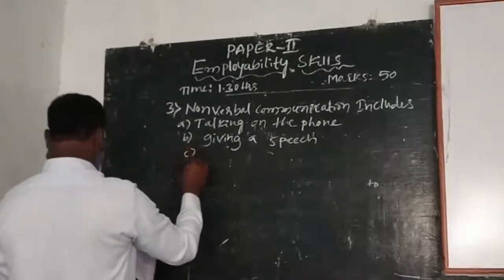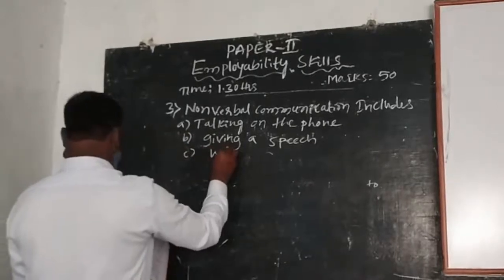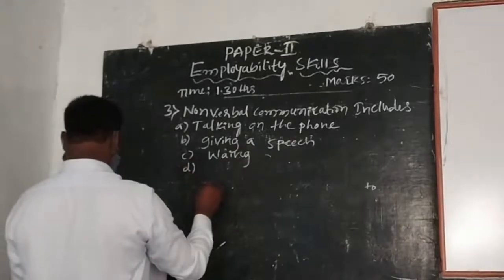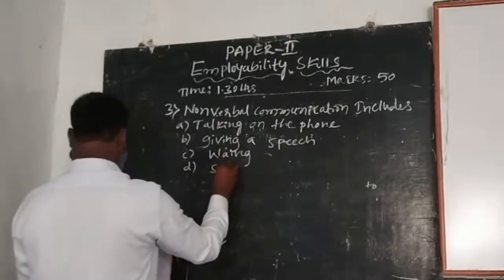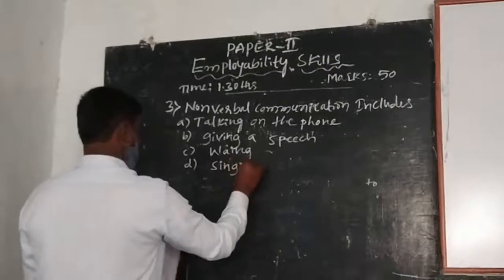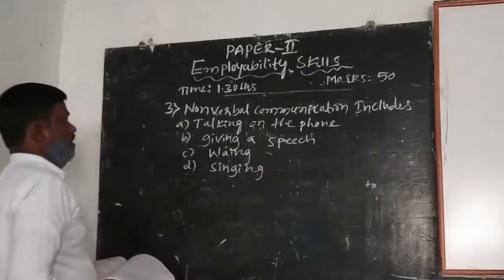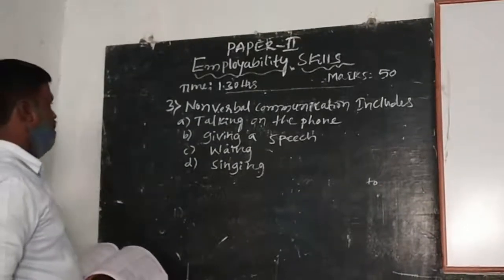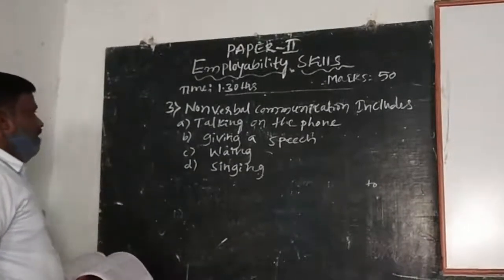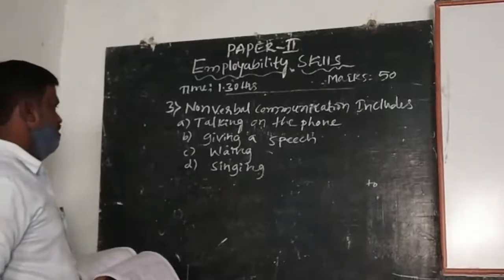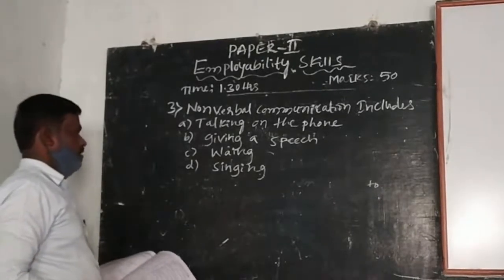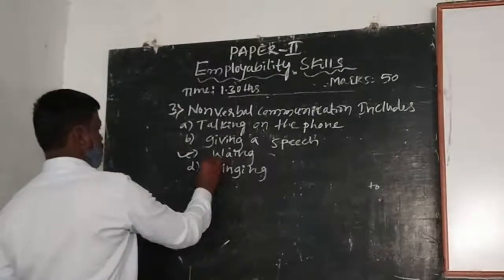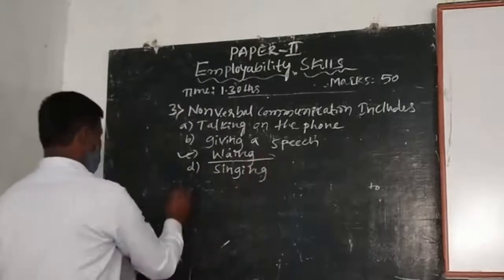And you see the wedding day singing. That is the third question. Non-verbal communication includes talking on the phone, giving a speech, and wedding singing. The answer should be C, one is fine. And the fourth question.